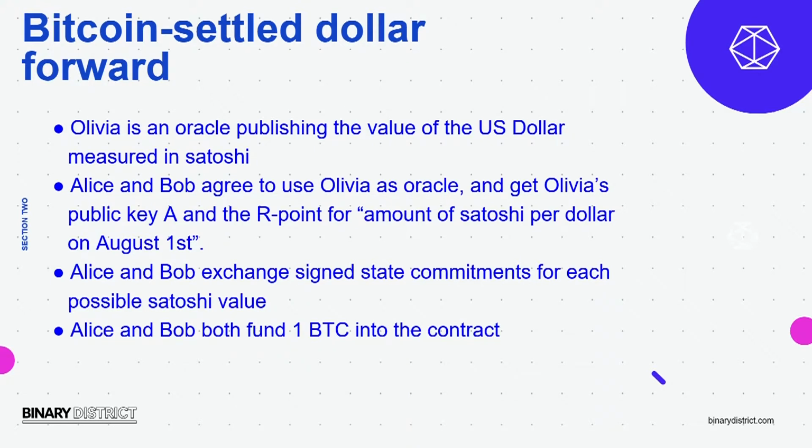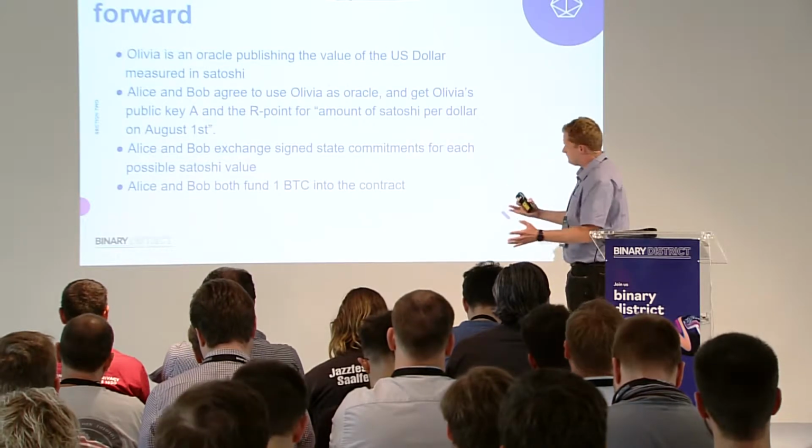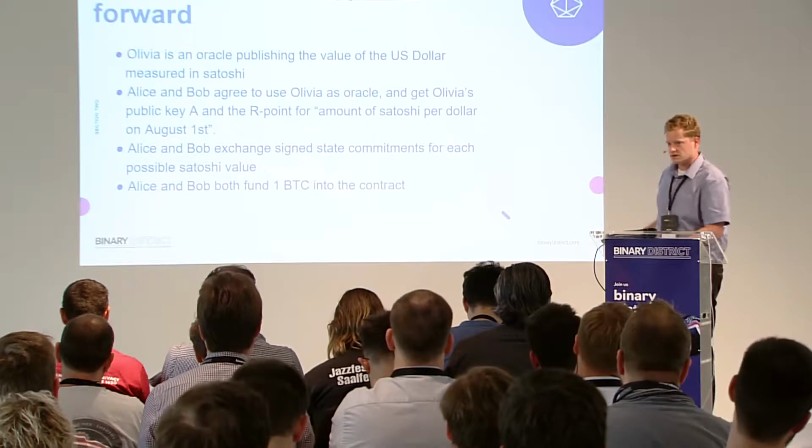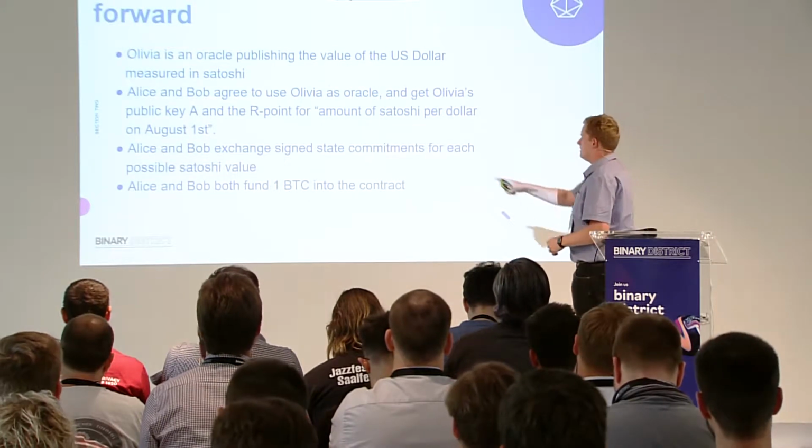So how it would work is we have an oracle, which is Olivia. She's publishing the value of the US dollar measured in Satoshi. So Alice and Bob take the public keys from the oracle, and one of the keys is the specific key for the publication that will happen August 1st. They exchange the state commitments, the examples that I showed before, and they both fund a Bitcoin into the contract.